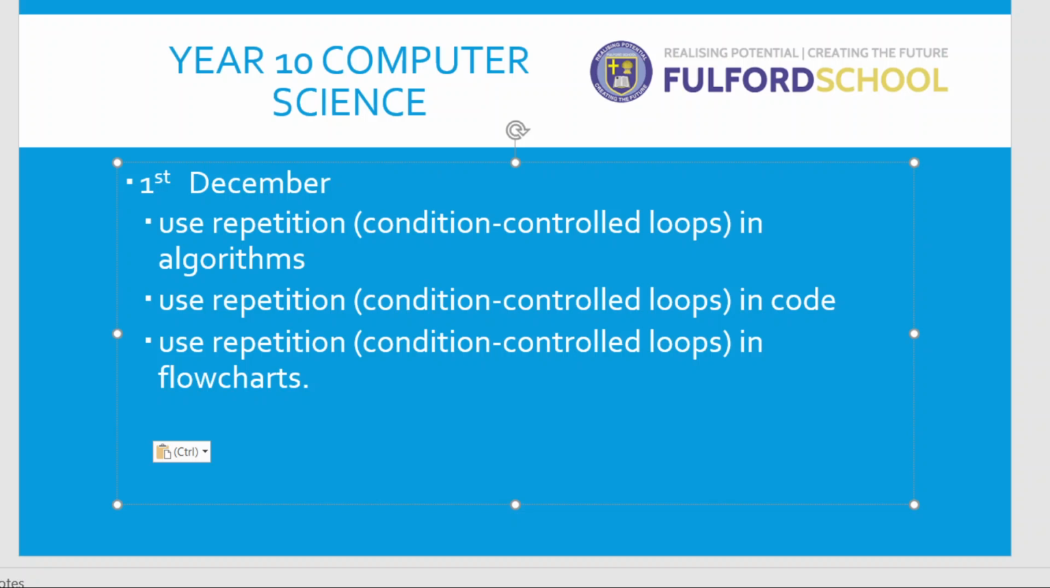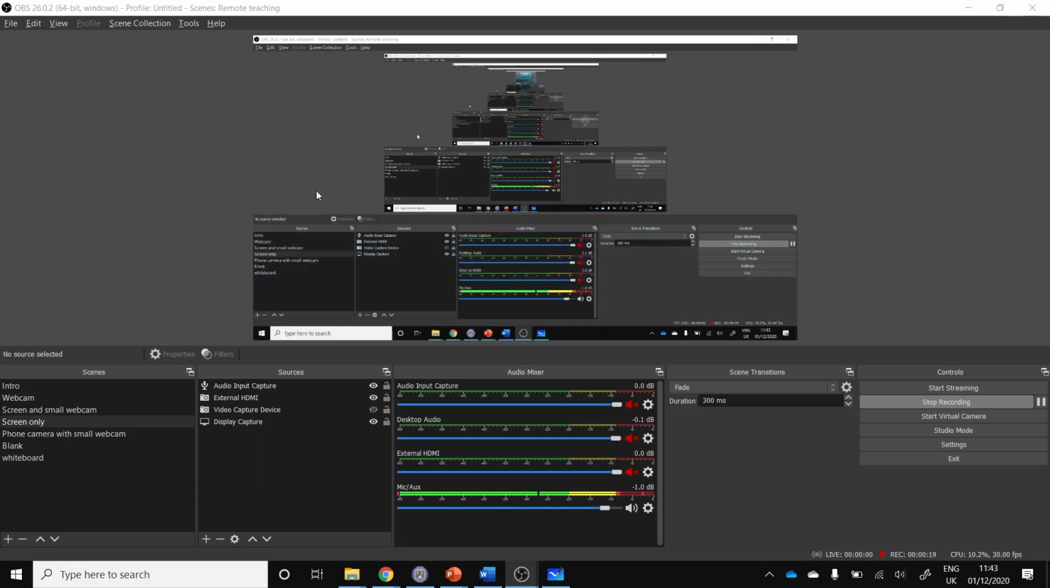Today's lesson is all about repetition. We have three different learning objectives today, and all of them involve repetition. So that makes me really happy. We're doing condition-controlled loops in algorithms, condition-controlled loops in code, as in Python, and condition-controlled loops in flowcharts.